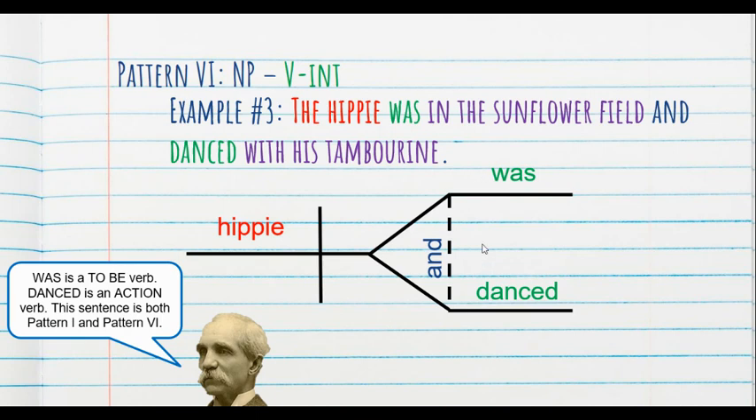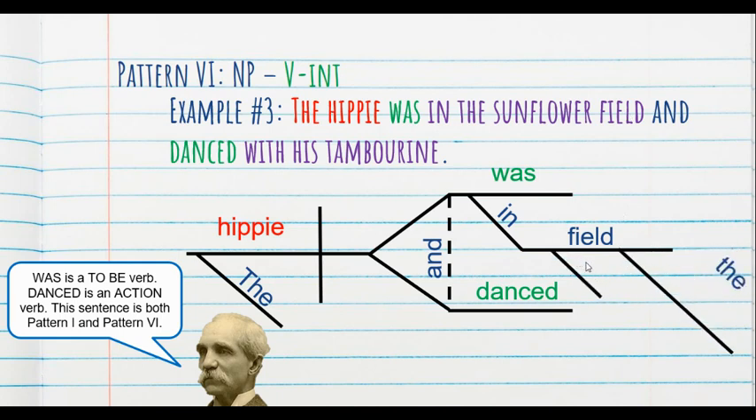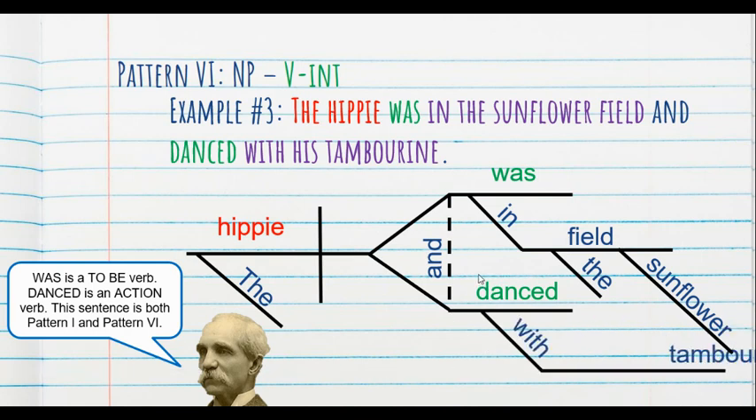Let's add in those prep phrases. So there's hippie. In the sunflower field tells us about where the hippie was. He was in field. Remember, it's always the first and last words. And then what kind of field? It's the field, and sunflower field. And then down here, he danced how? With his tambourine. So let's do with and tambourine. And let's add in that word his. That looks nice.